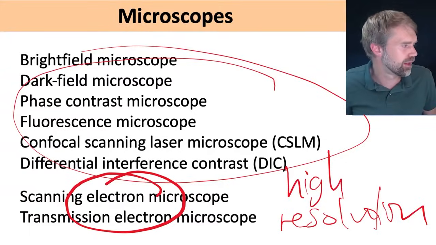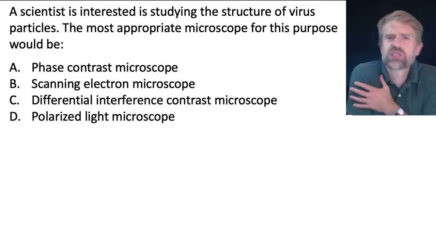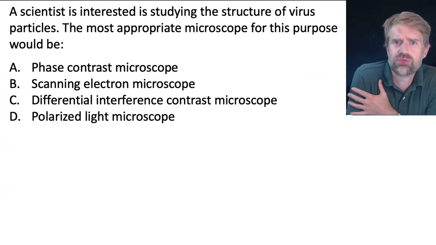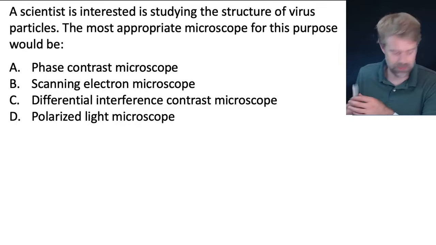Boom. Here's an example. A scientist is interested in studying the structure of virus particles. The most appropriate microscope for this purpose would be phase contrast, scanning electron, differential interference contrast, or polarized light. Think about it. This is not select all that apply, I promise you.